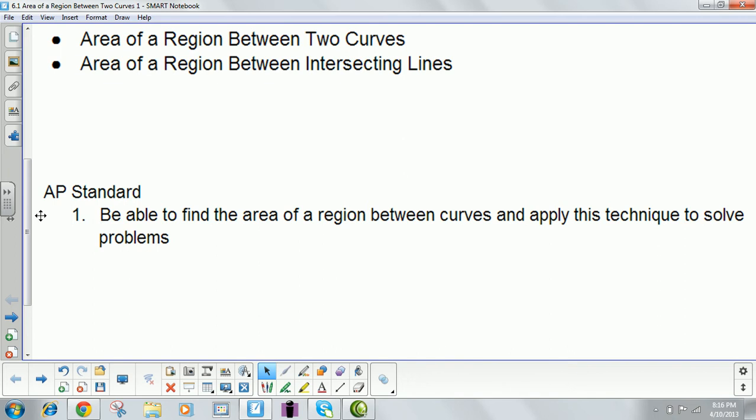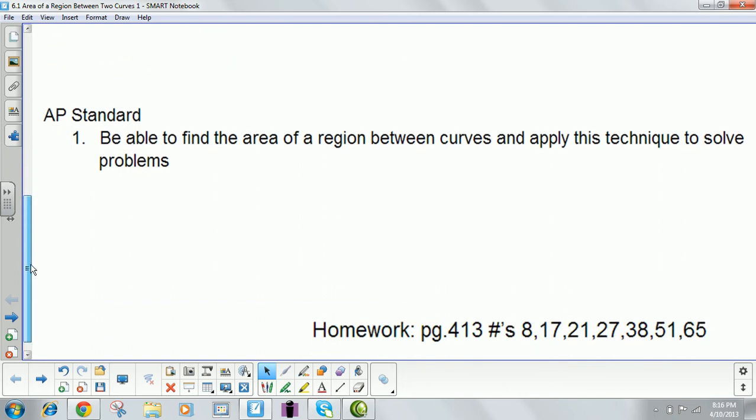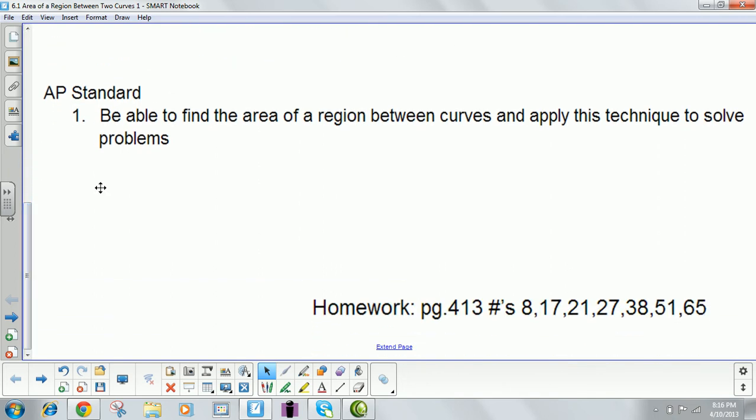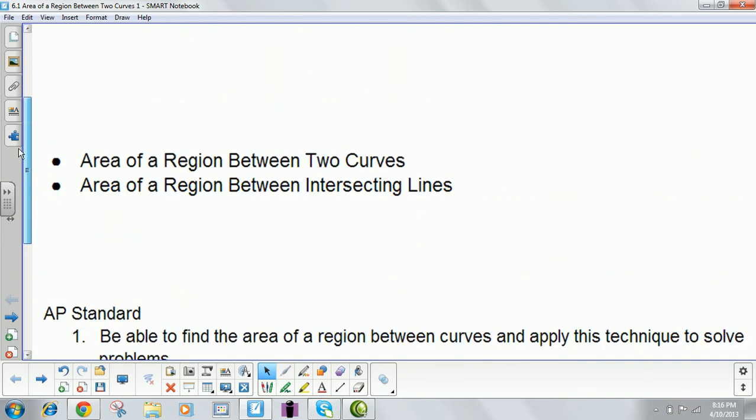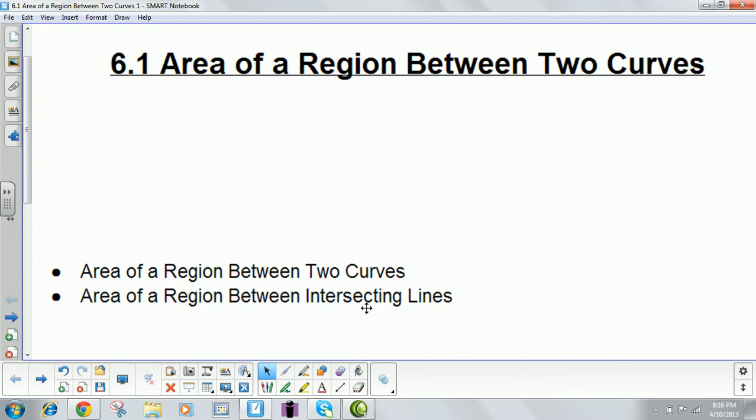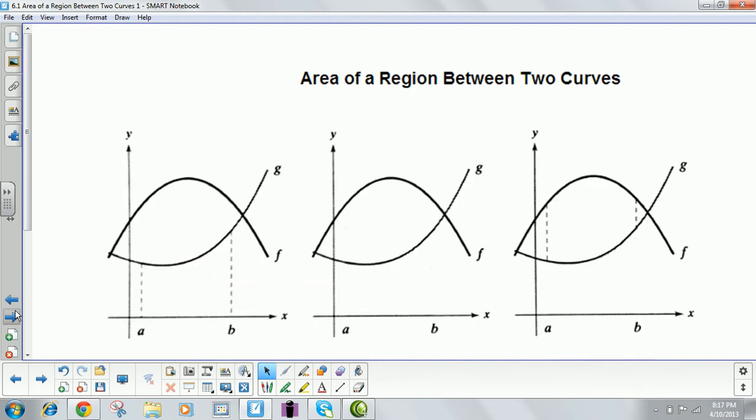So there are a lot of applications, and later on when we find volumes, this is extremely important. There may not be many questions directly between two curves or intersecting lines, maybe one or two, but finding the volume is extremely important. In order to find the volume, you need to be able to do this skill as well. So let's take a look at what this looks like.